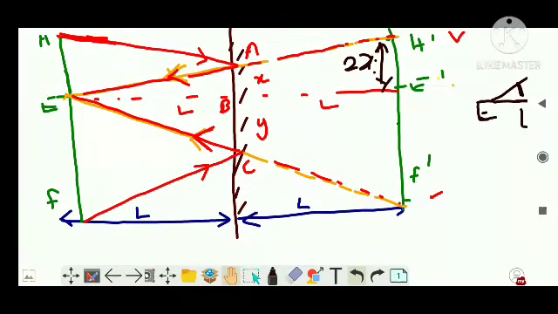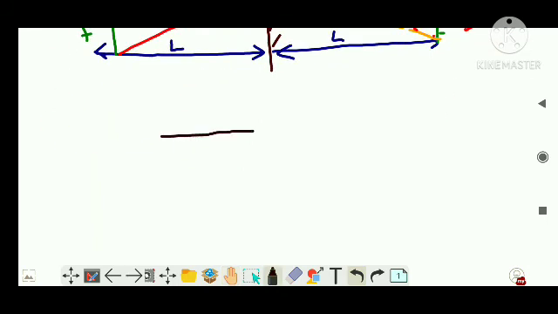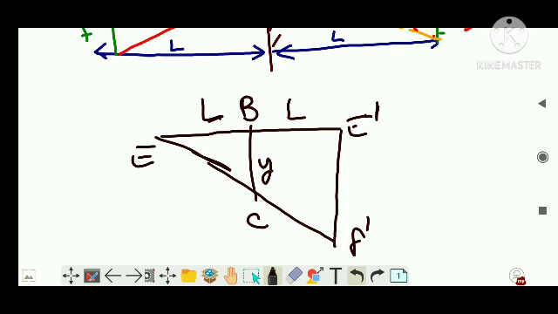Now what is the triangle? E dash F dash. I'm going to draw that triangle below. Let's draw it like this. So this is E dash. There is a middle point, that is BC. This is Y. This is L. This is L. This is E. And this is F dash.